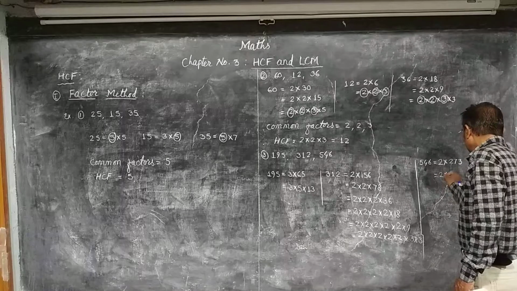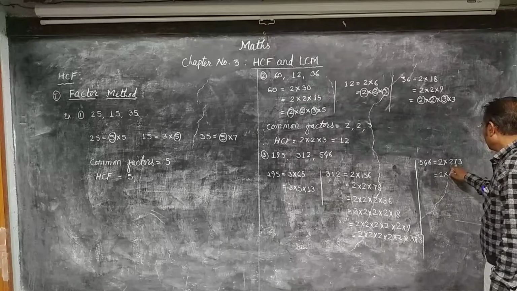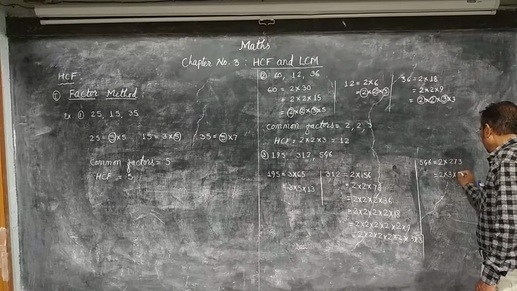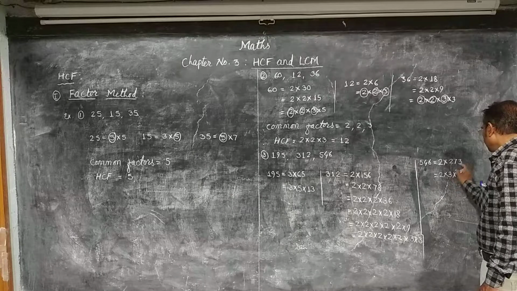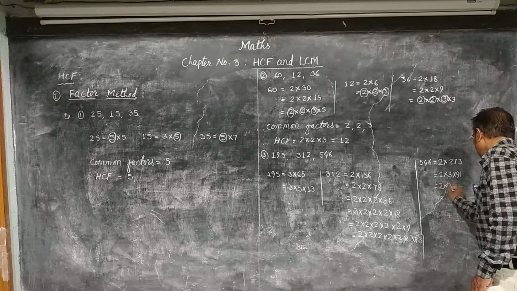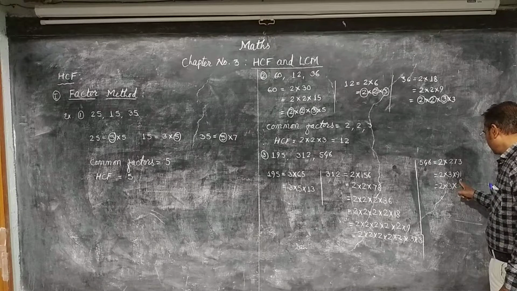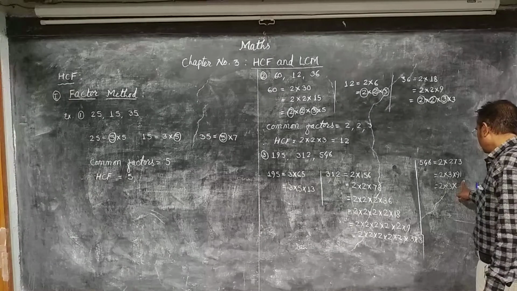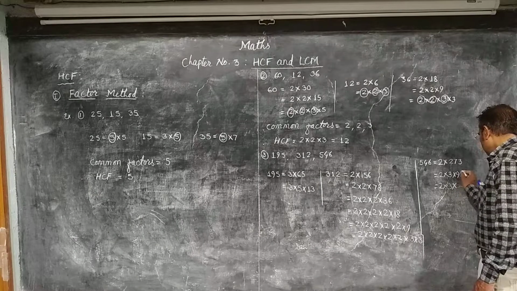Can we use the test of 2? No. 7 plus 3, 10. 10 plus 2, 12. Therefore, we can use the test of 3. 3 9s are 27. 3 1s are 3. Can we again use the test of 3? No. After that 5. In the unit place there is not 0 or 5. Therefore, after that 7 is a prime number.